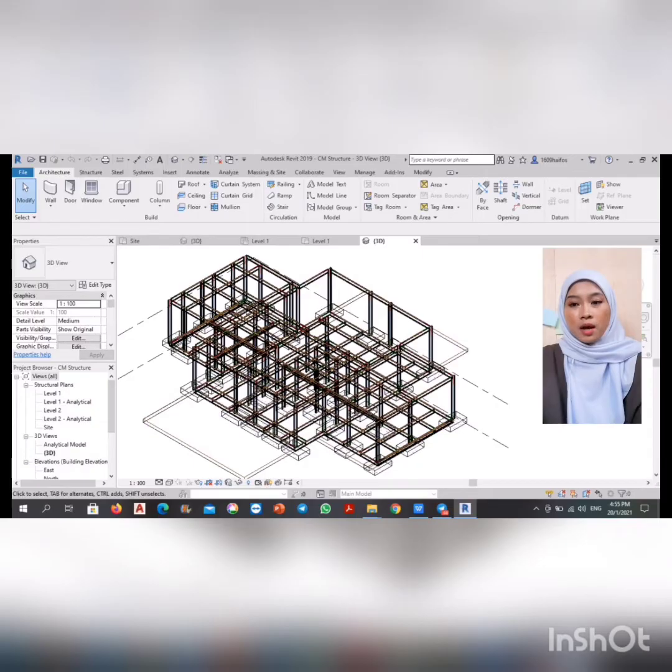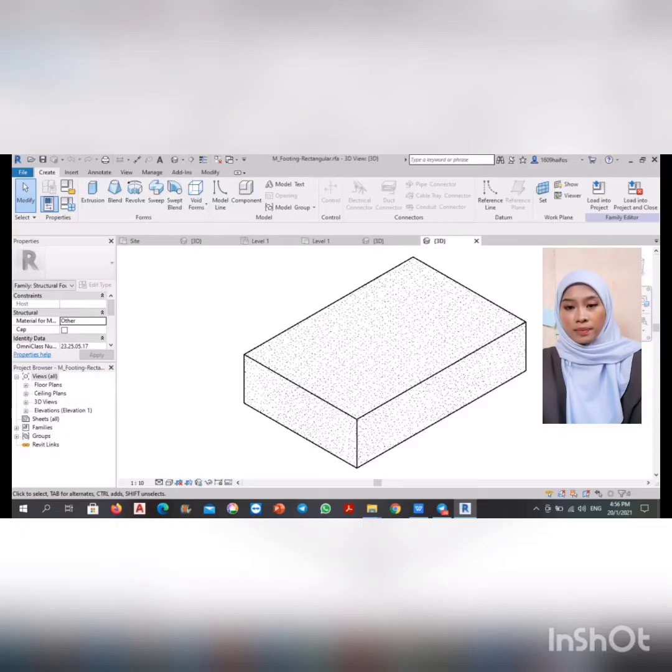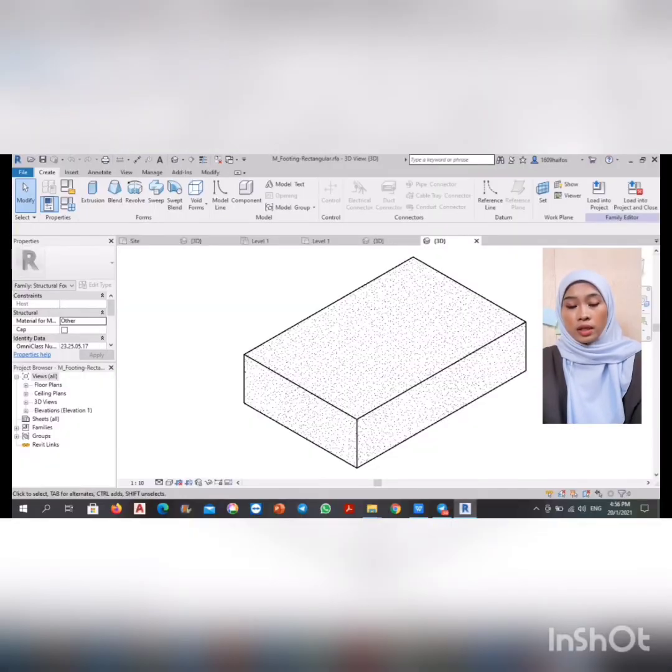Next is column. A column is frequently used to support a beam or edge on which the upper part of a wall or ceiling rests. The column that we choose is universal beam column and the quantity is 51. Next is pad footing. We use footing rectangular and the quantity is 38. They are commonly used for shallow foundations in order to carry and spread concrete loads, for example, by columns and pillars.